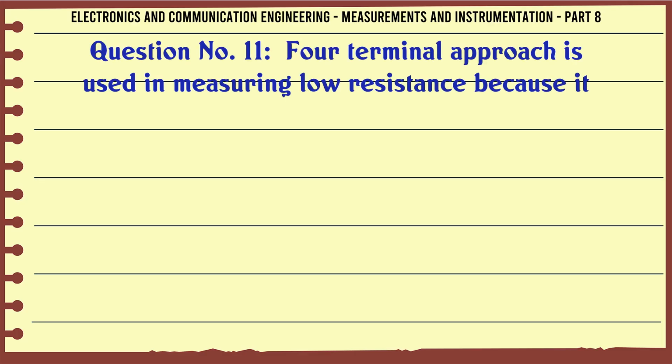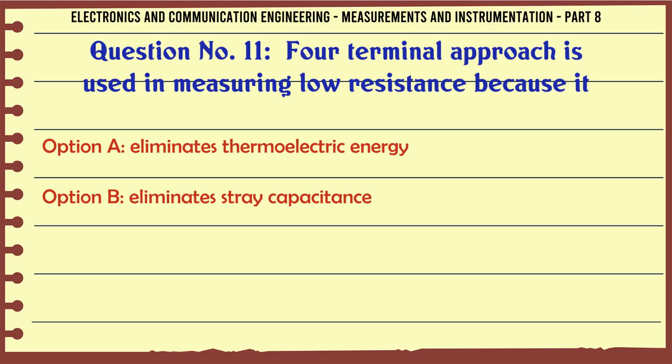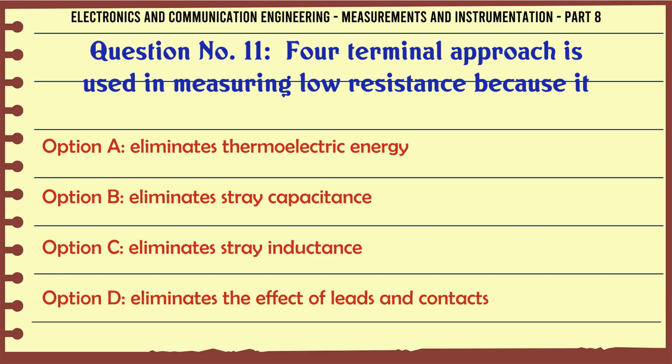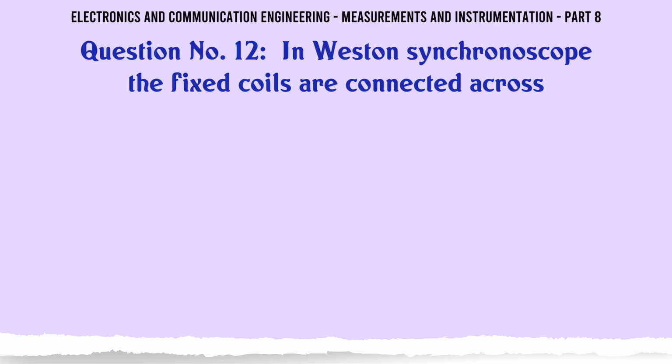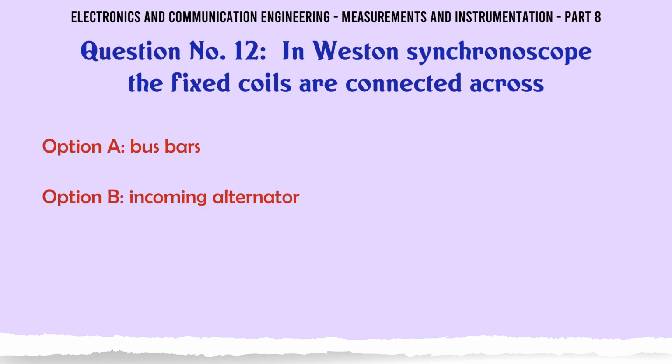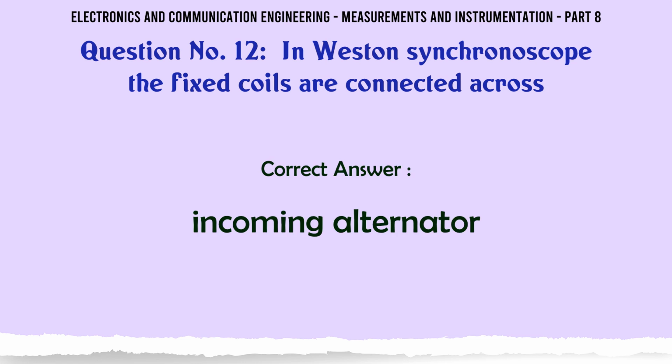Four-terminal approach is used in measuring low resistance because it: A. Eliminates thermoelectric energy, B. Eliminates stray capacitance, C. Eliminates stray inductance, D. Eliminates the effect of leads and contacts. The correct answer is eliminates the effect of leads and contacts. In Weston synchronoscope the fixed coils are connected across: A. Bus bars, B. Incoming alternator, C. Lamp, D. Either A or B. The correct answer is incoming alternator.